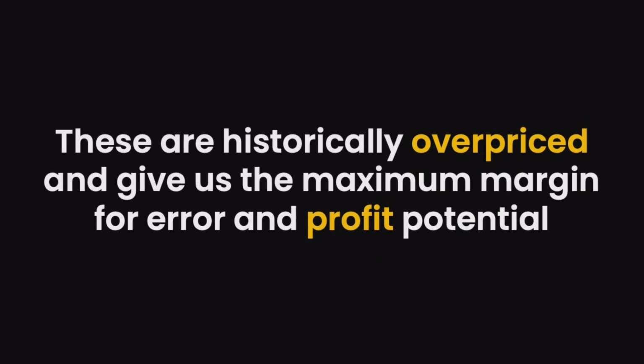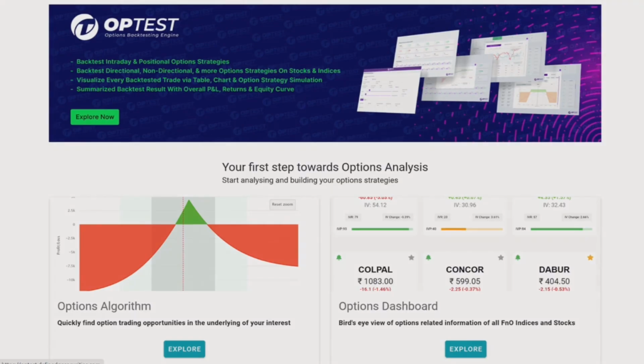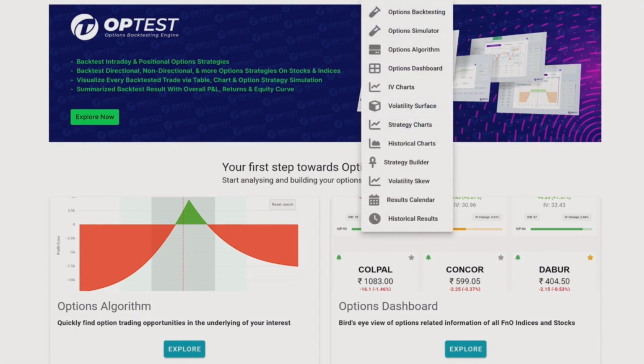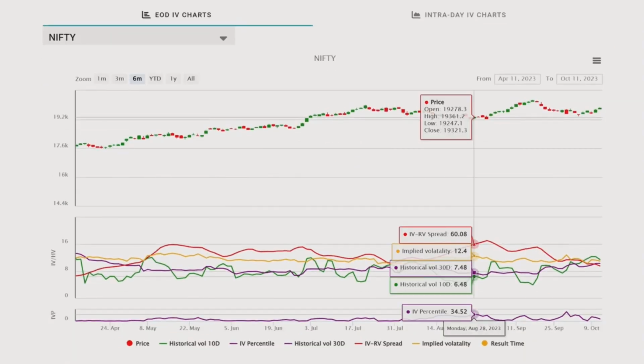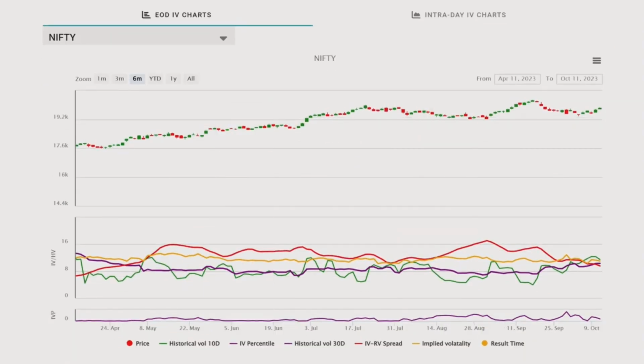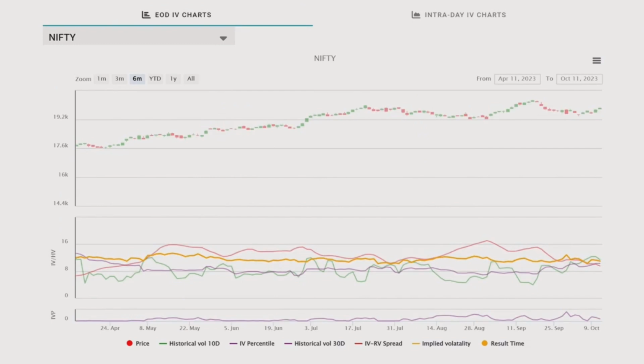So let's jump into the Opstra platform and see how we analyze and identify high IV setups so that we can get into those high probability trades. And we see this in the builder platform, in the broker platform. If you go under options, we see IV charts, and right off the bat you can see over here the price movement. But down in the lower part, in the second chart, you will see the implied volatilities and the historical volatility.